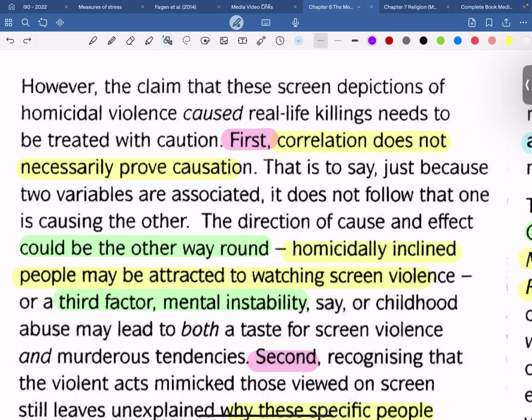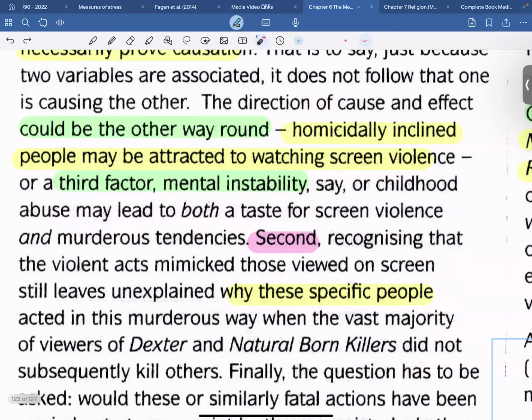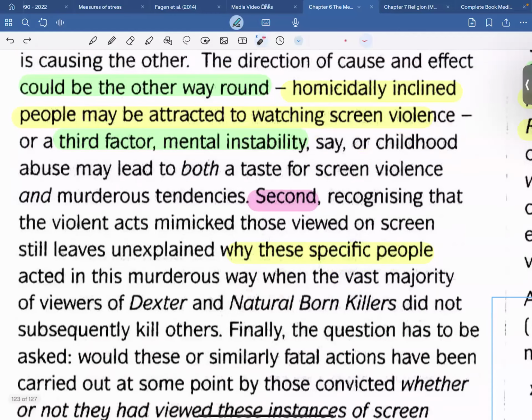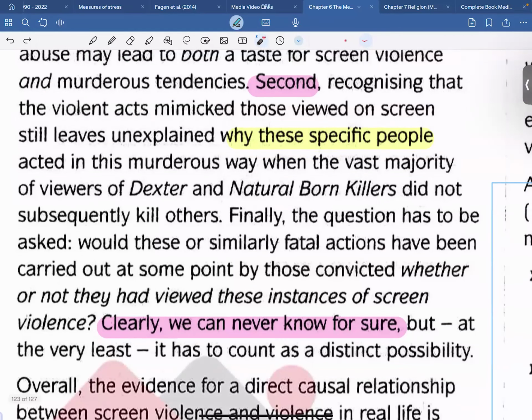The second point that we could use while evaluating is recognizing that violent acts mimicking those viewed on screen still leave unexplained why these specific people acted in this murderous way, when the vast majority of viewers of Dexter and Natural Born Killers did not subsequently kill others. Finally, the question has to be asked: would these or similar fatal actions have been carried out at some point by those convicted, whether or not they had viewed these instances of screen violence?